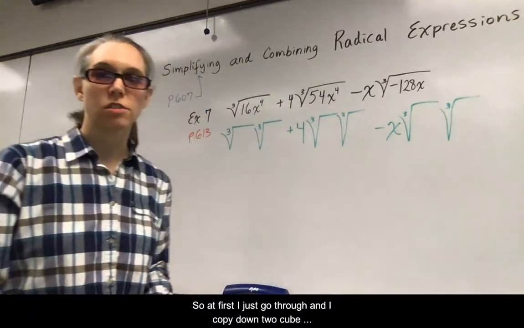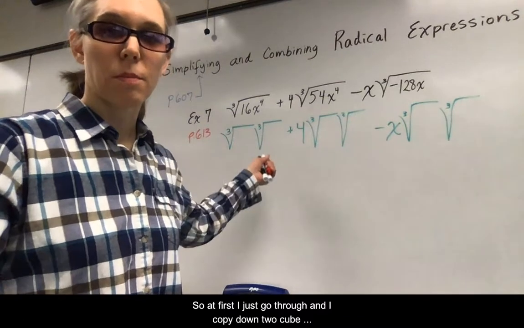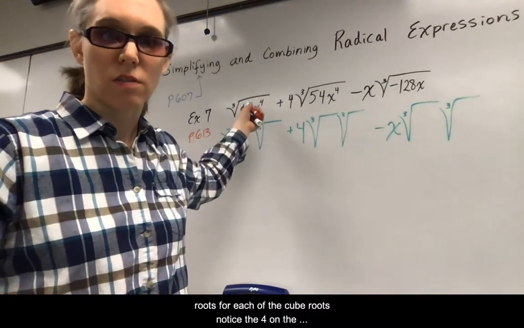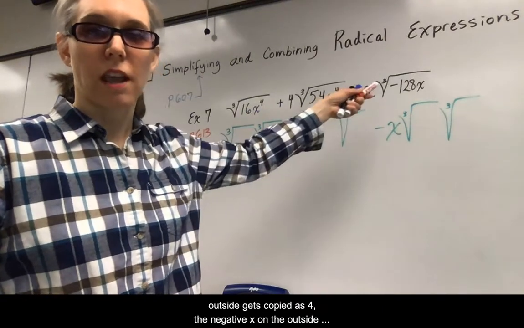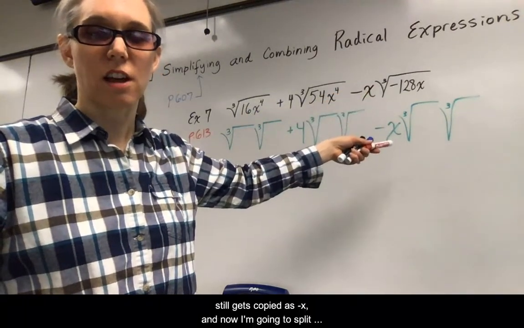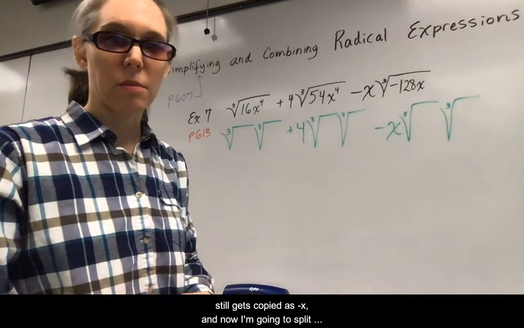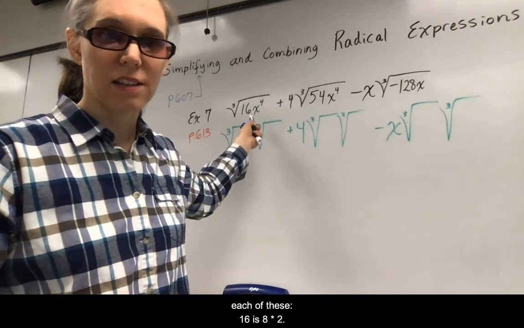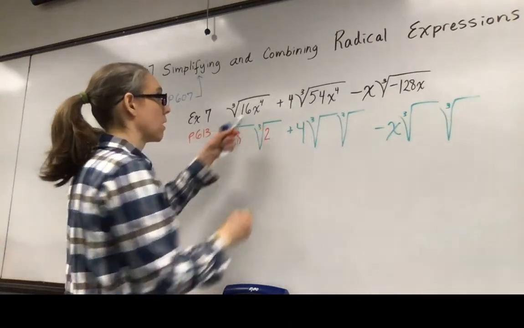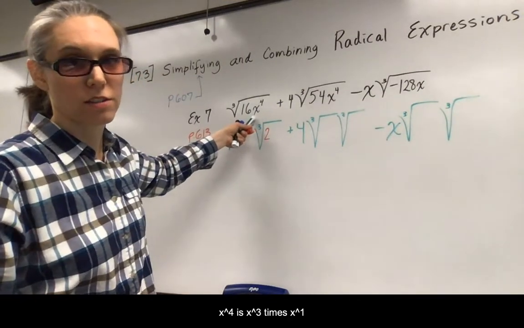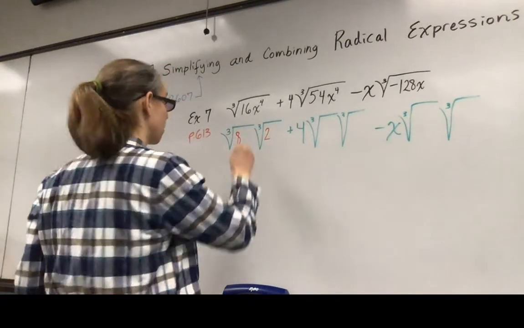So first, I just go through and I copy down 2 cube roots for each of the cube roots. Notice the 4 on the outside gets copied as 4. The negative x on the outside still gets copied as negative x. And now I'm going to split each of these. 16 is 8 times 2. X to the 4th is x cubed times x to the 1st.